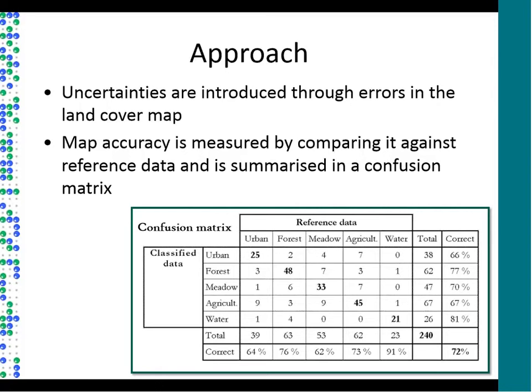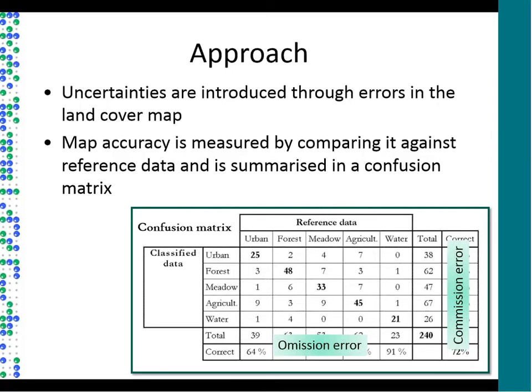Now, this confusion matrix, which looks like this, gives information about 2 things. The overall accuracy, so there's this number here, which adds up all the corresponding parts between the reference data and the land cover map. In this case, you have 72% overall accuracy, and if you turn that upside down, it's a 28% mapping error. What it also gives us is information about the map's performance for the individual classes.